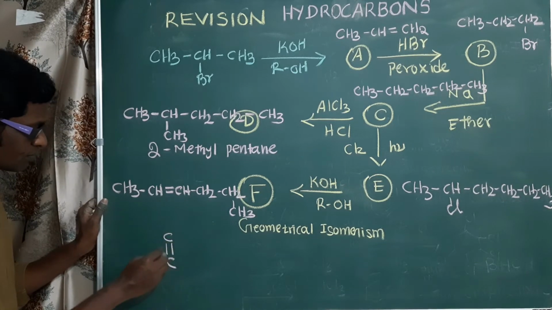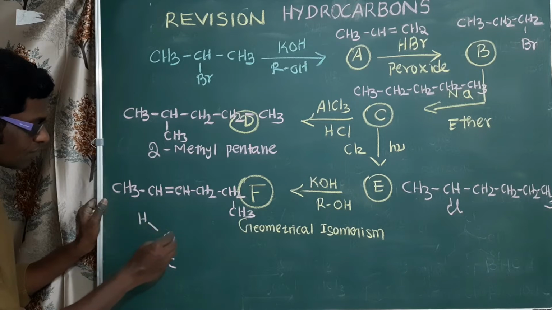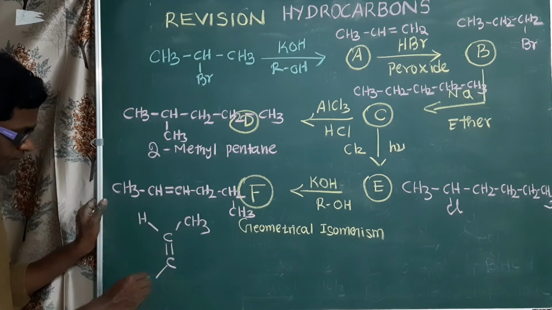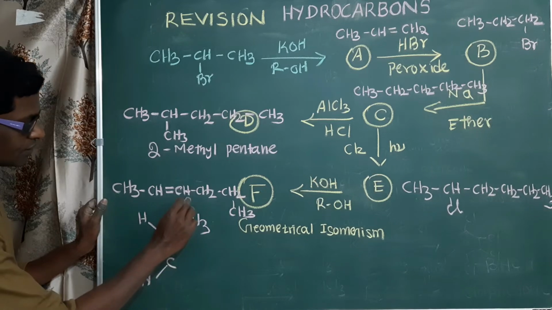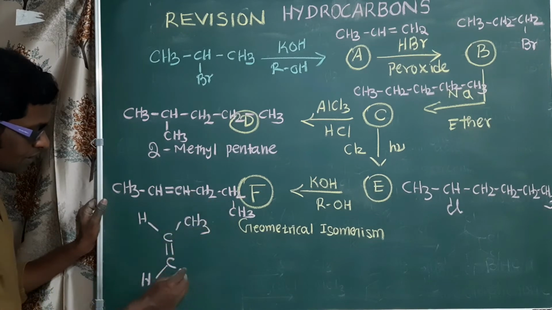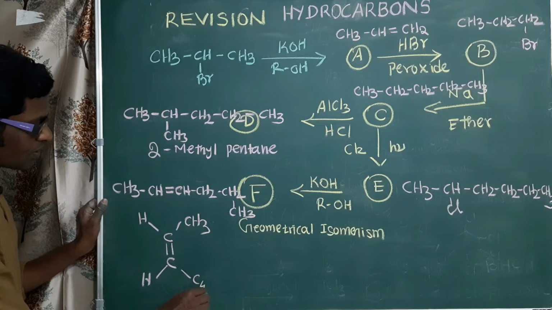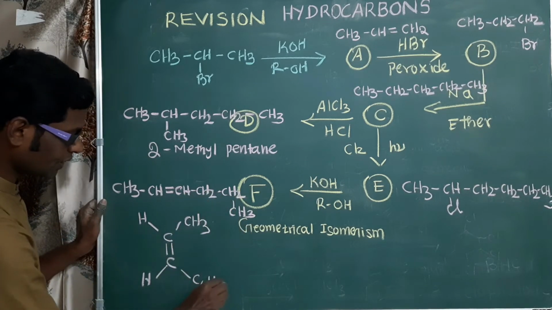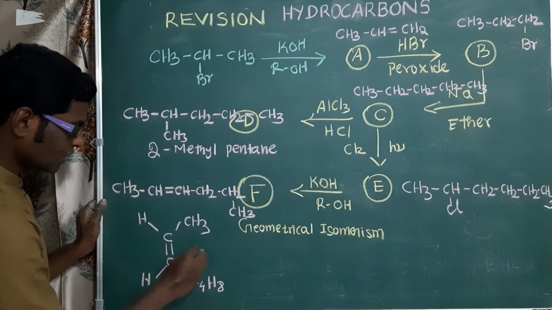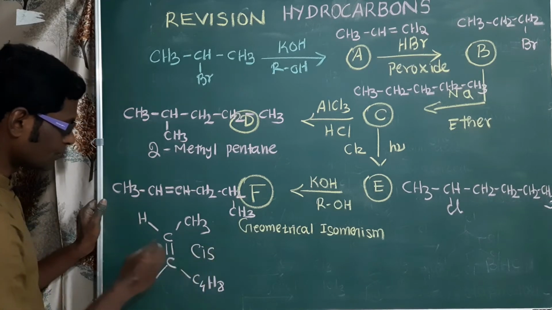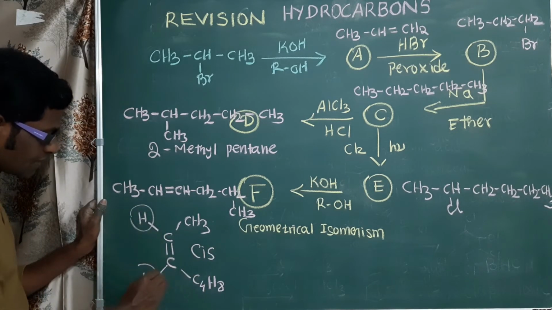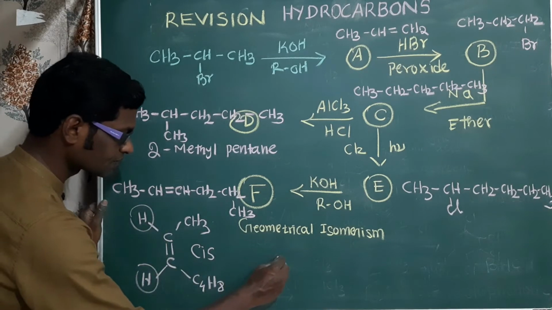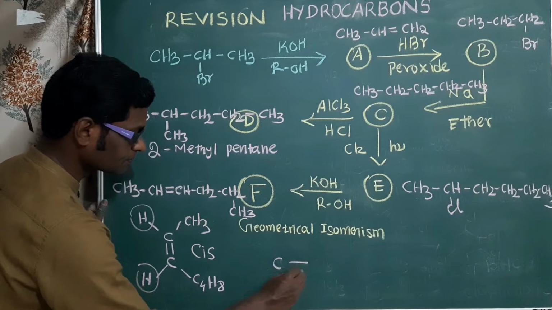What is cis isomerism? Similar groups lie on the same side. On the other side, carbon 1, 2, 3, 4 is there, and the number of hydrogens is 3, 5, 7, 8, so C4H8. This isomerism is called cis isomerism because the similar atoms, hydrogen and hydrogen, are located on the same side.